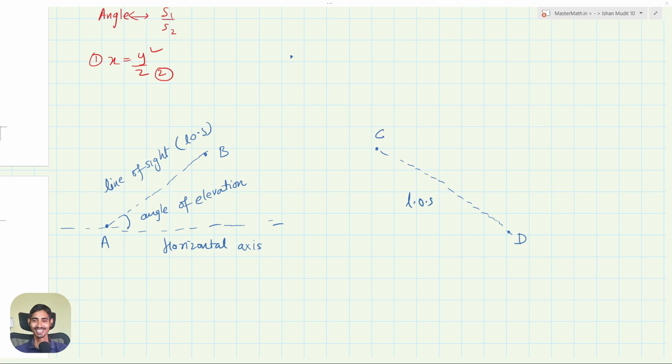You got confused in the starting itself. Okay, it passes through C, horizontally. This is the horizontal axis. Now this angle, if a person is looking downwards, is going to be the angle of depression. A depression basically means a cavity or something of that sort. So this is the angle of depression.